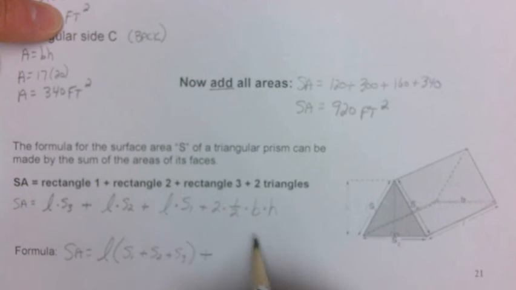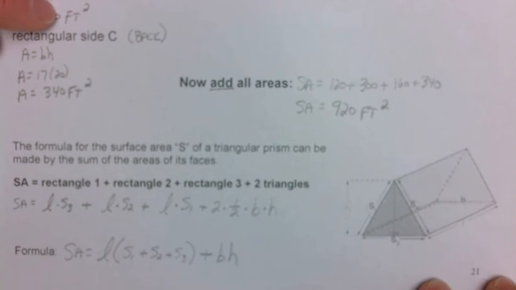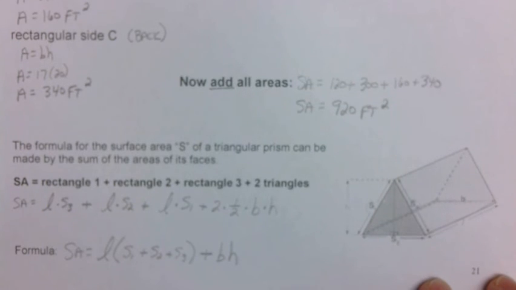Now, if we only look here at this part of the formula, 2 times a half equals 1. So this is really just base times height. And this is the formula that we can use to find the surface area of a triangular prism. Length times the sum of the 3 sides of the triangle plus the base times the height of the triangle.